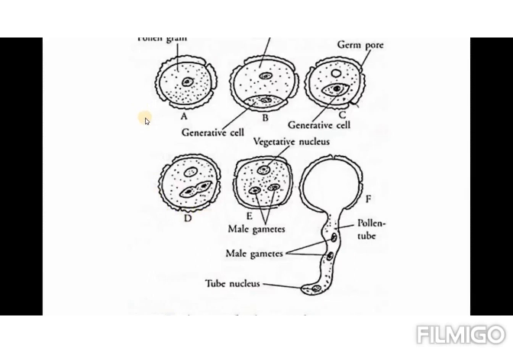If the question comes in the examination, explain the development of male gametophyte, then students, you have to draw all these 6 diagrams, right? So now one by one I will explain you everything. First we will study the structure of the microspore or the pollen grain.